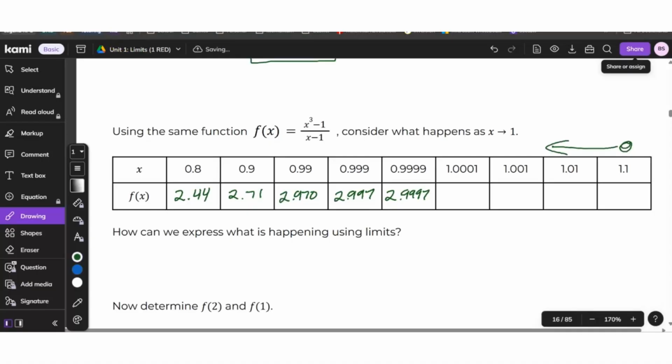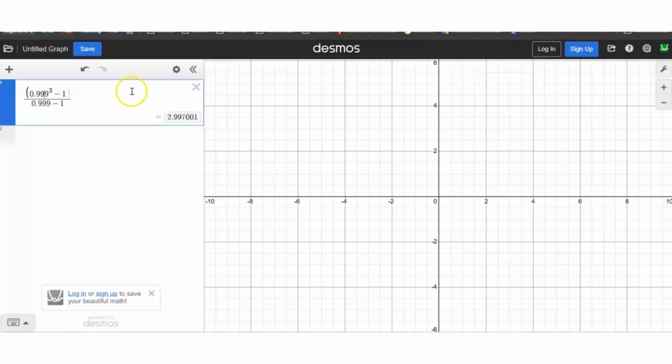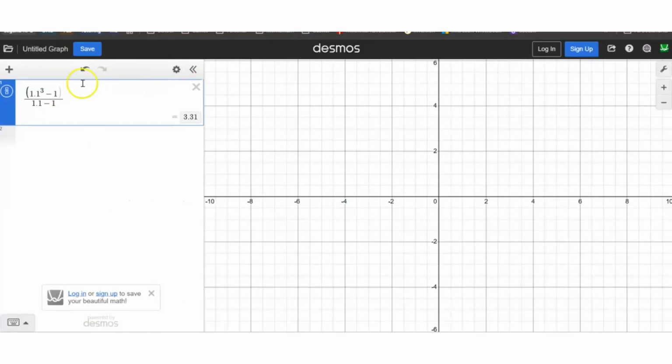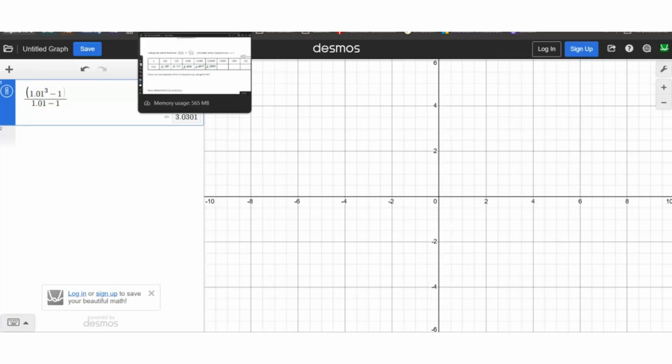So let's start with 1.1. Make sense? We're going to start with the one that's further away. Here we approach 1, and that equals 3, because it's from the left and also from the right. So we get 3.31. Then we're going to plug in 1.01. And we get 3.03.